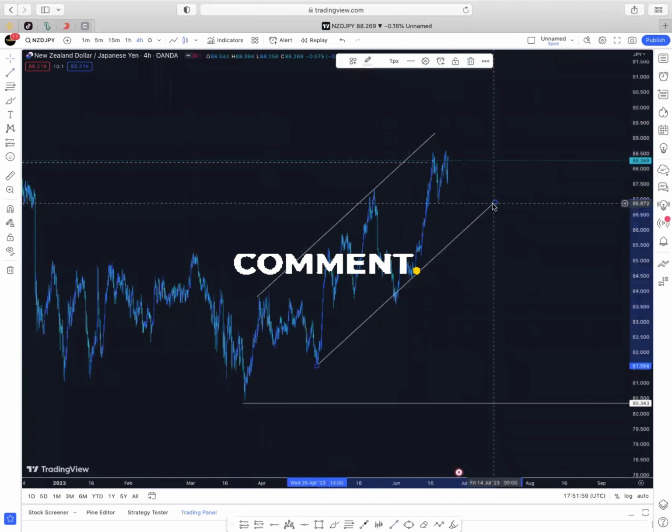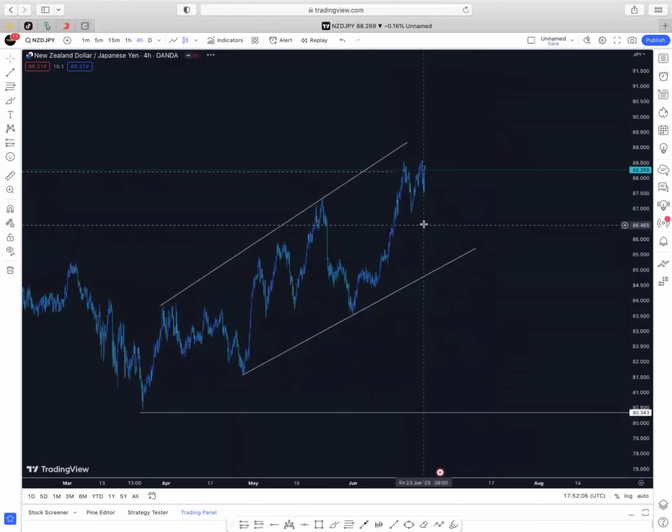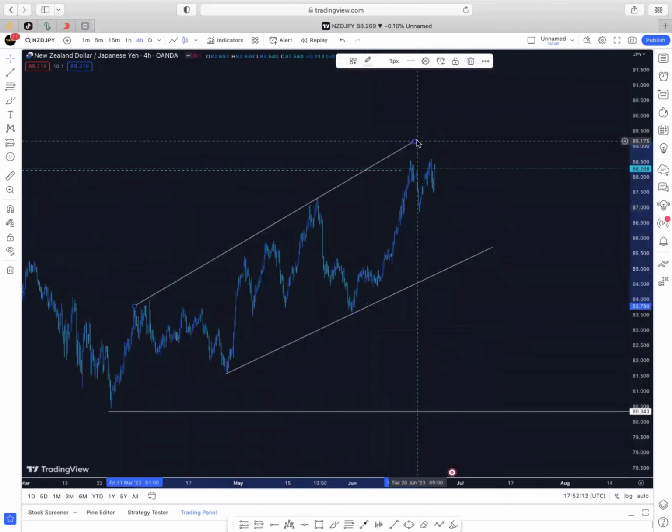This is going to be my current structure of the 4 hour on NZD JPY. So this is my current structure. And then from our price structure movement, we know that whenever we see this kind of movement, we will anticipate the third touch, then we can look for sellers.